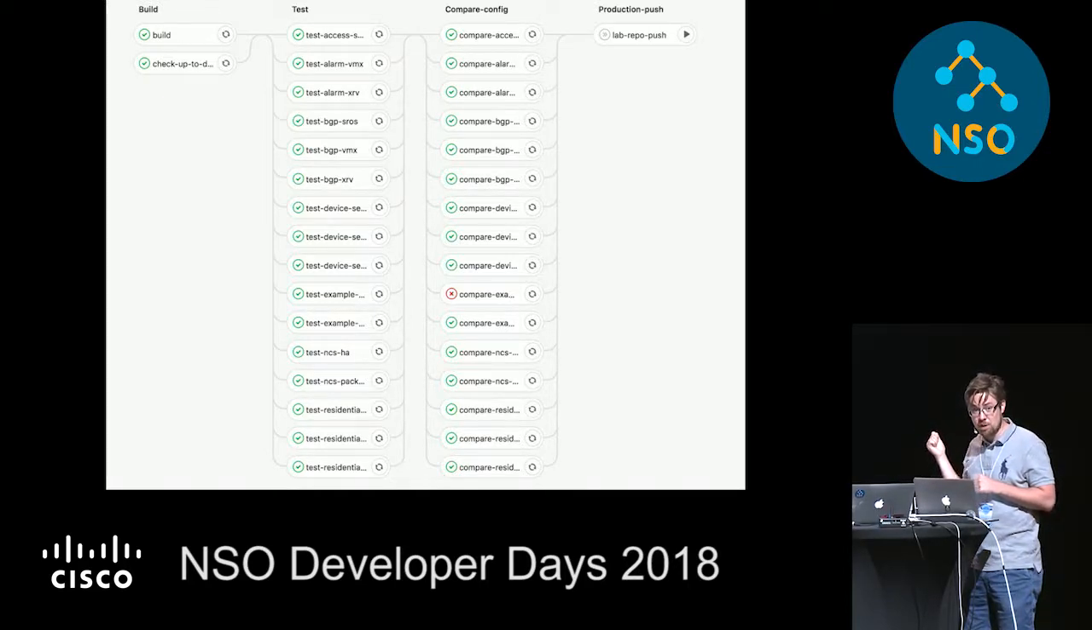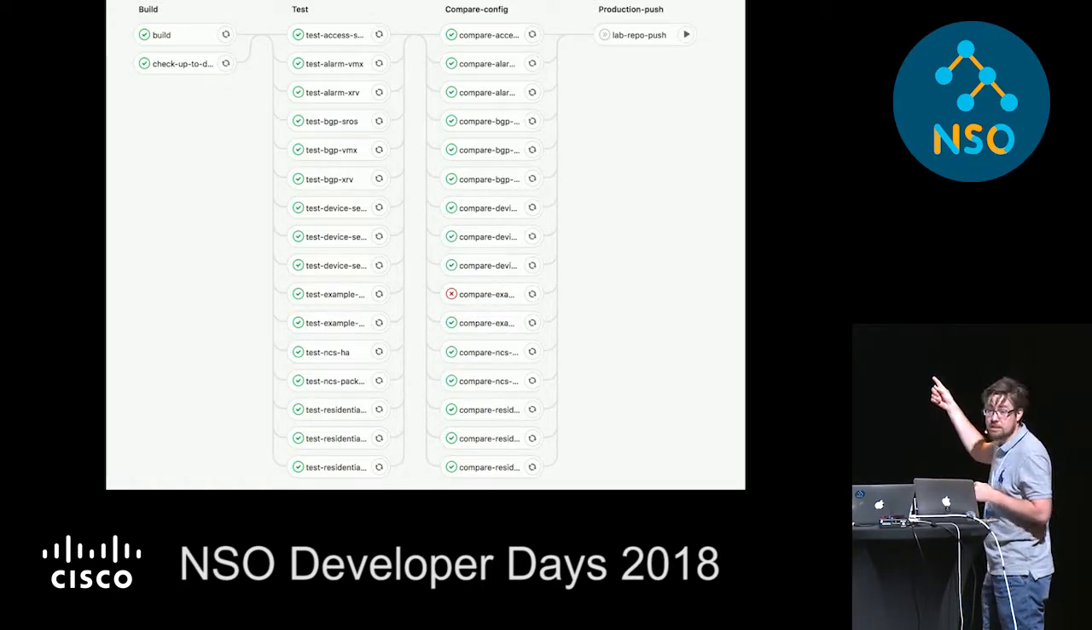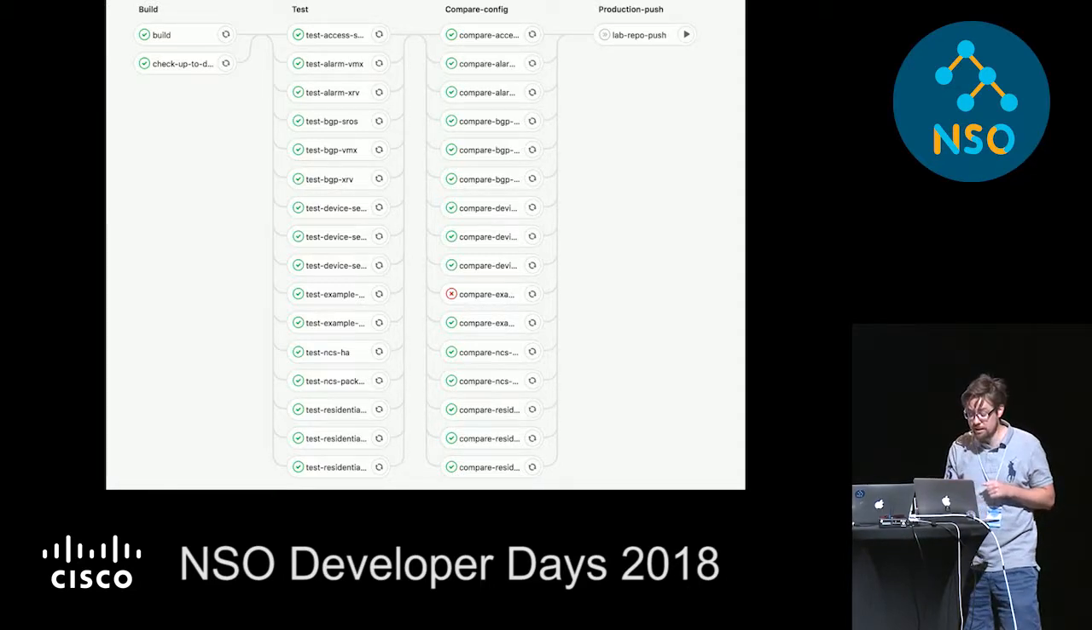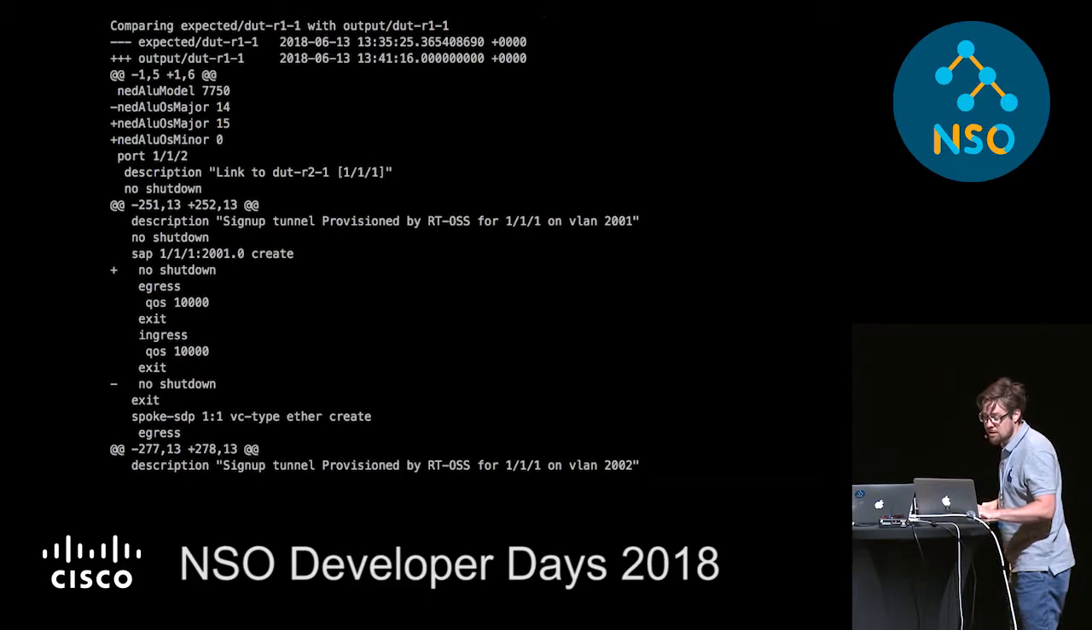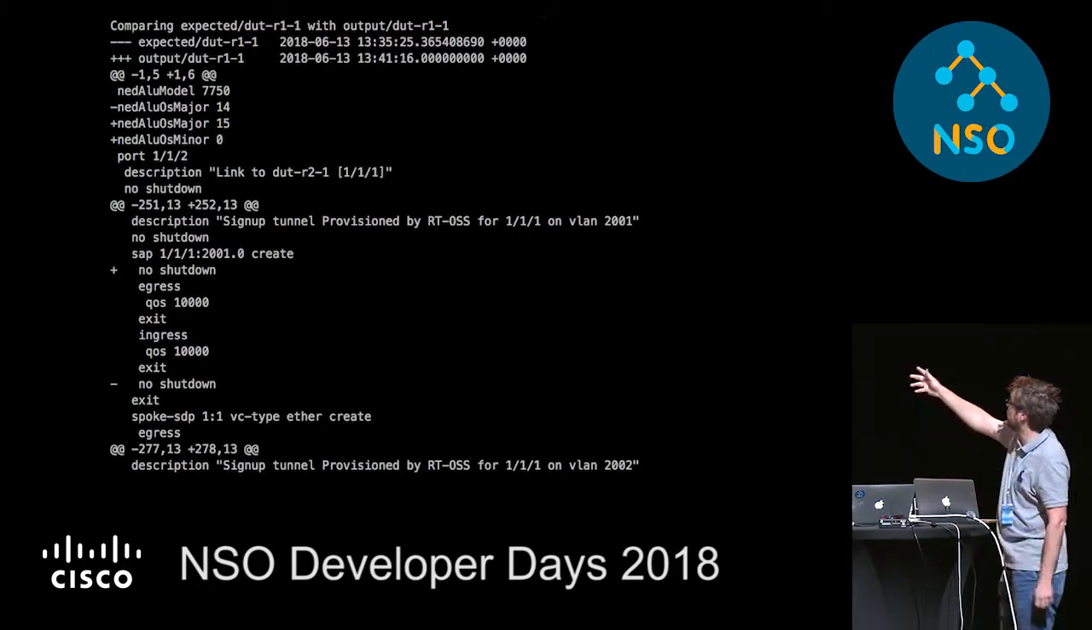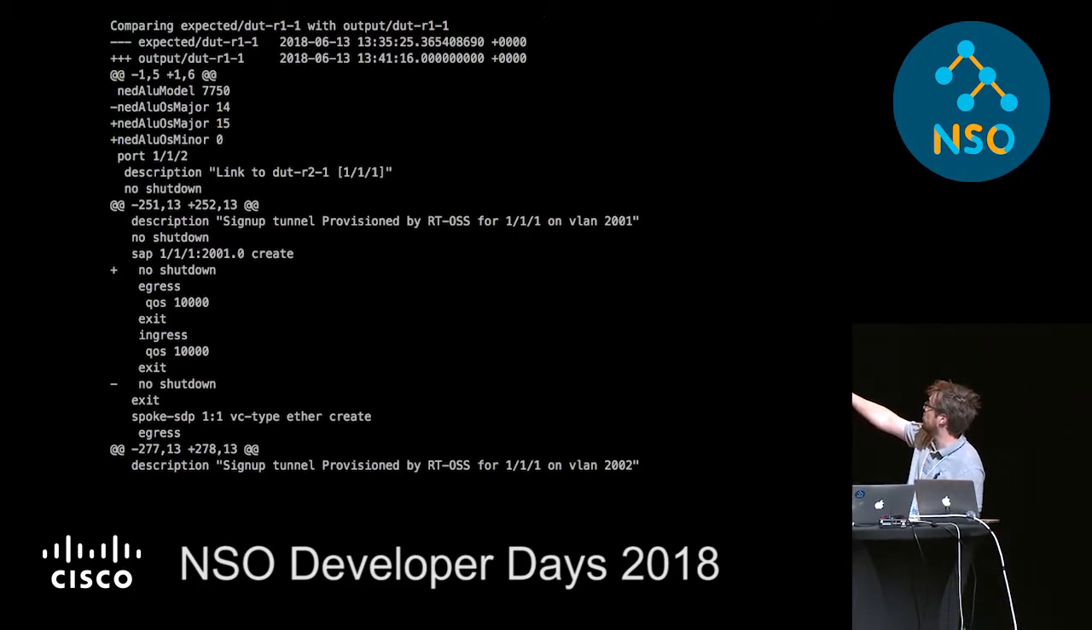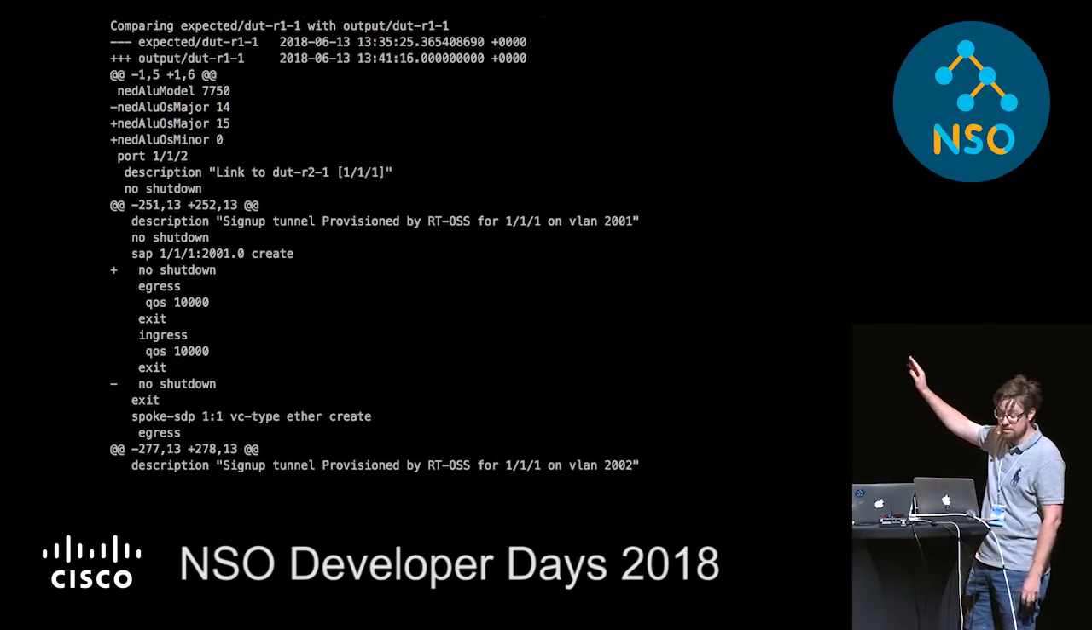This branch is for updating the ALU-SR NED version. So of course it breaks for one of the jobs that pertains to Nokia SR OS, which is handled by that NED. Here's a piece of the CI job output where we can see this diff, right? So something in the YAML changed, the no shutdown leaf is now moved to another place, right? That's the diff.